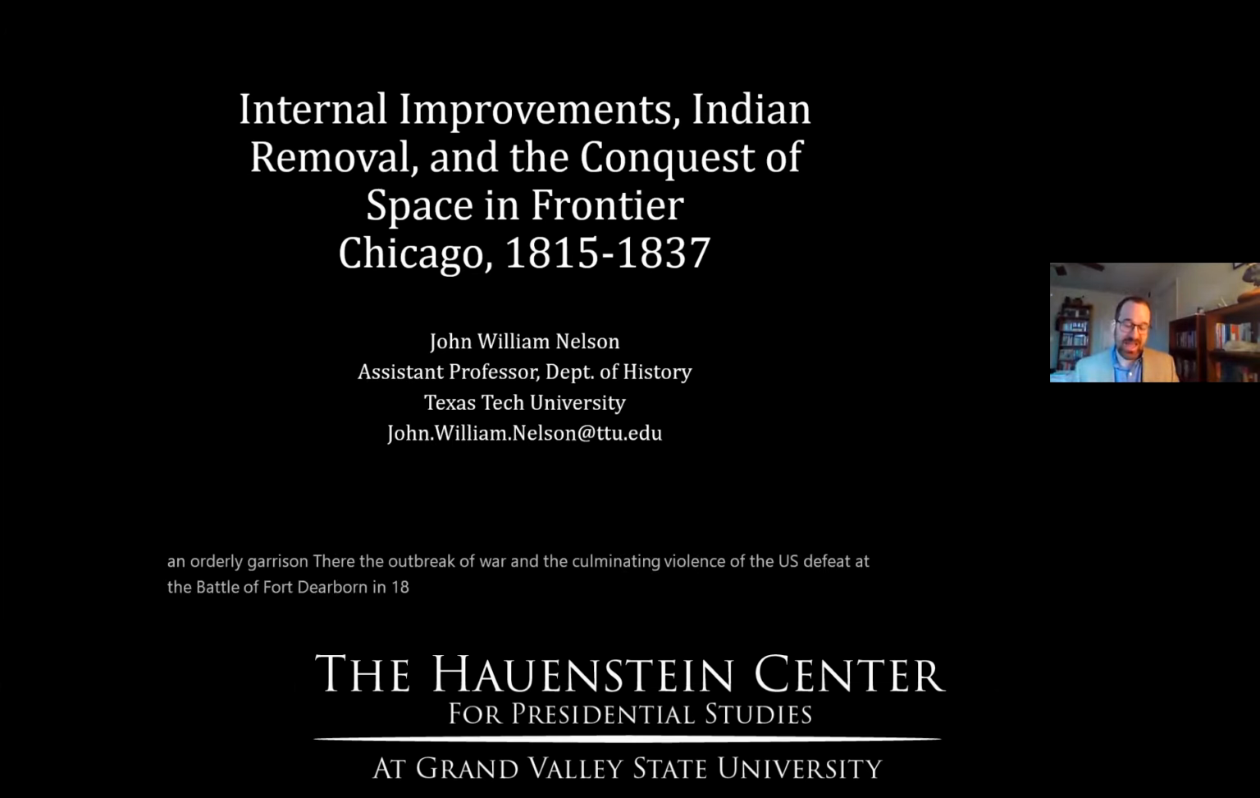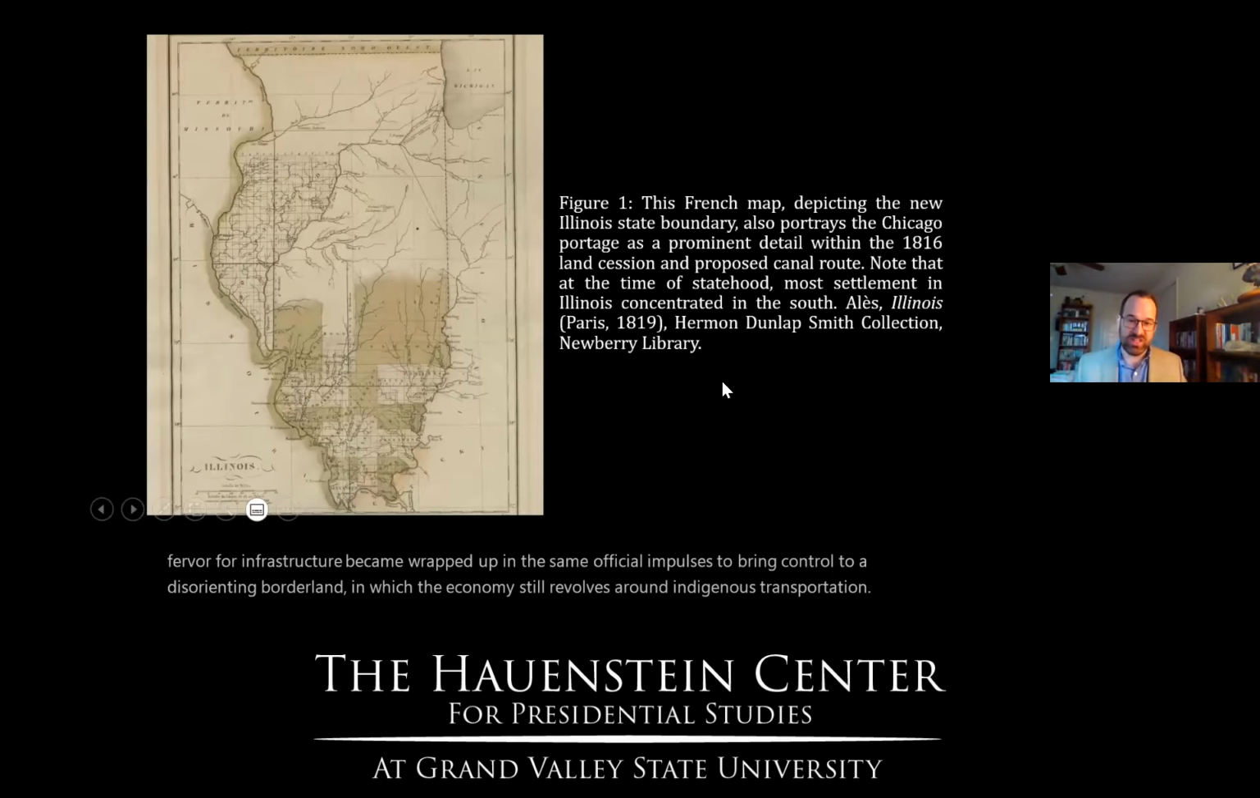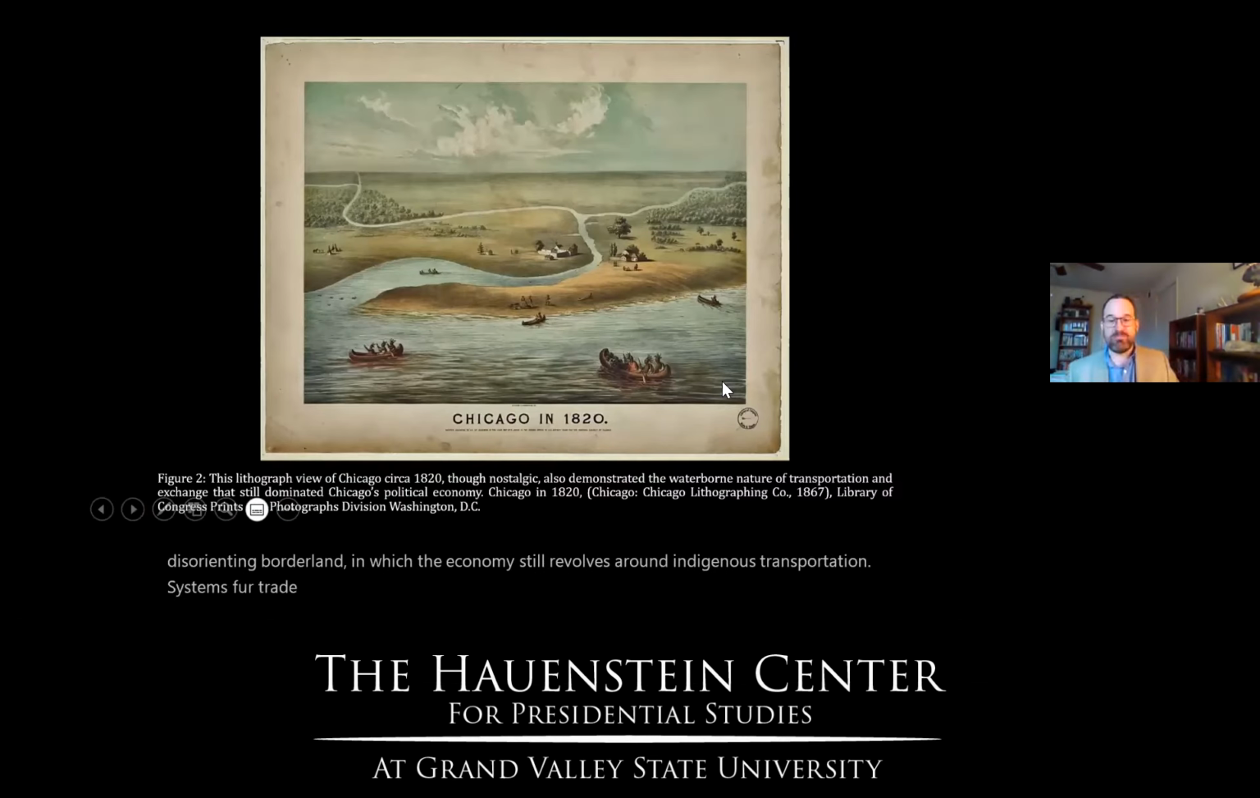After the War of 1812, U.S. officials would begin to formulate a new strategy for order in the West, one that relied less on frontier fortifications and military expenditures and more on the types of internal improvements proposed by officials like Long. In the Great Lakes region, this fervor for infrastructure became wrapped up in the same official impulses to bring control to a disorienting borderland in which the economy still revolved around indigenous transportation systems, fur trade relations, and native power.